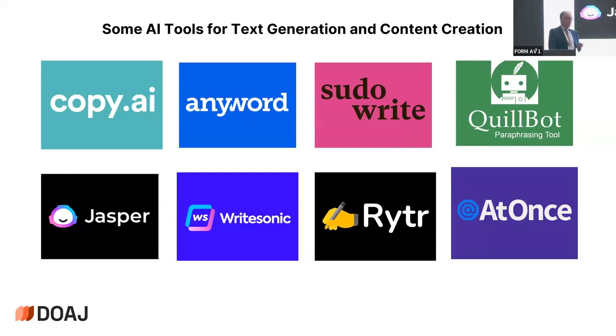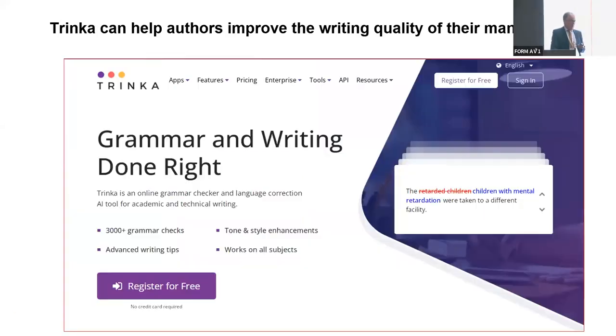Some artificial intelligence tools for text generation and content are given in this slide. Actually, some researchers use CopyAI, Anywhere, add-ons, Jasper and Pseudowrite. Those tools can help researchers write their manuscripts and accelerate manuscript writing. Some tools like Trinka can help authors improve the writing quality of their manuscripts, correcting the grammar and writing done right.